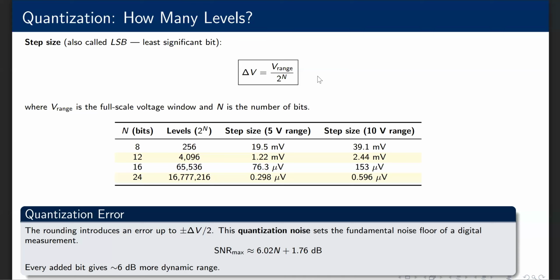So we can ask, if we go from 12-bit to 16-bit, how many bits have we added? How much SNR improvement? So if we've increased from 12 to 16, we've gone up by 4 bits, which is somewhere around about 24 dB.